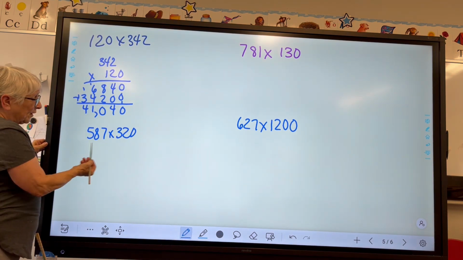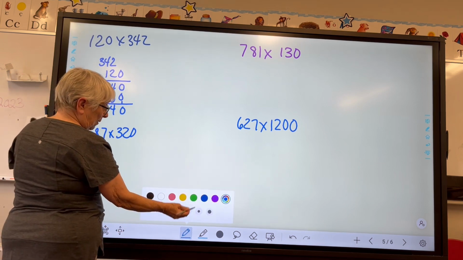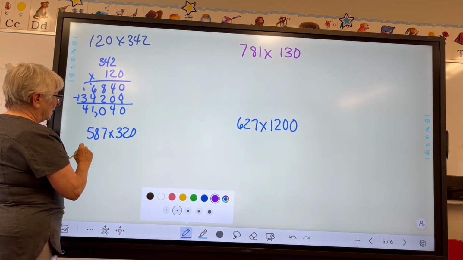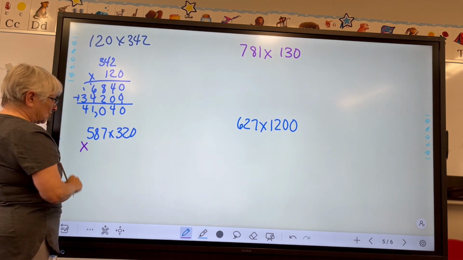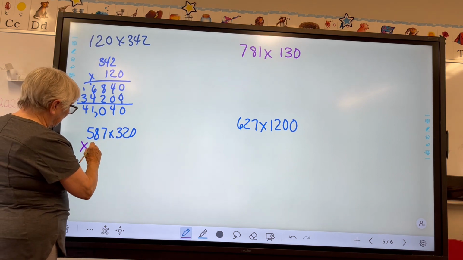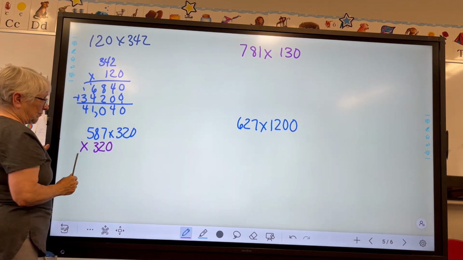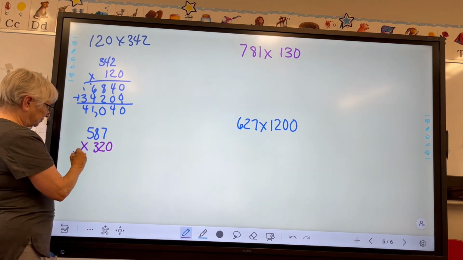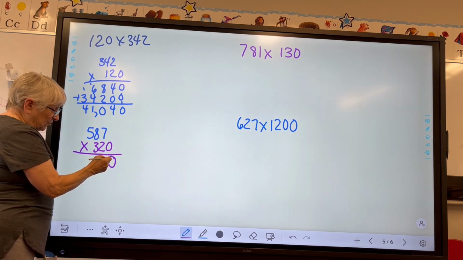Now, which one do you think I should put on top here? Well, I'm going to put the 587 on top. And as a matter of fact, I'm just going to put a multiplication sign here. And I'm going to put the 320 and hang the 0. And there's my problem. Now remember, I just bring that 0 down.